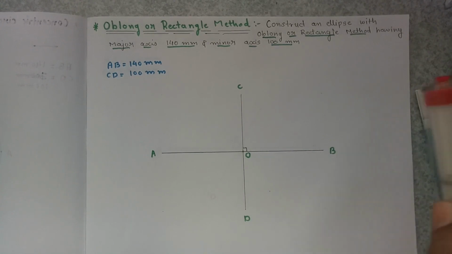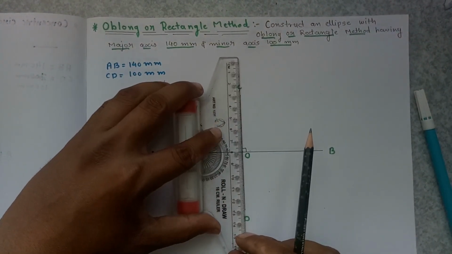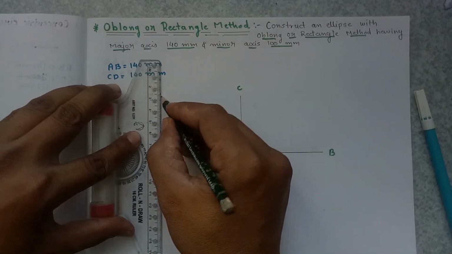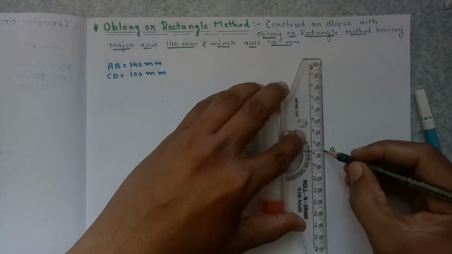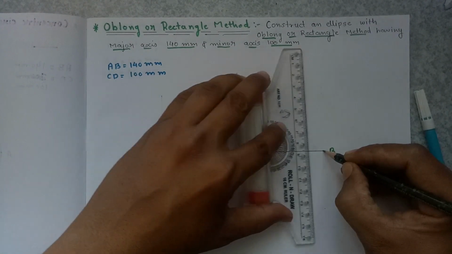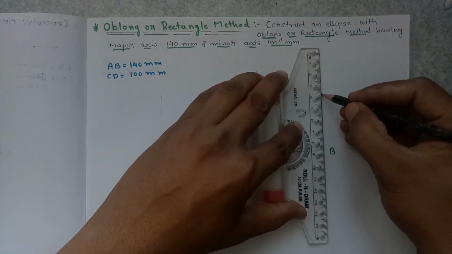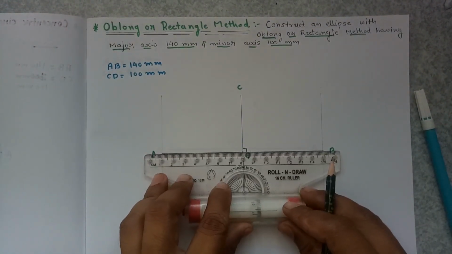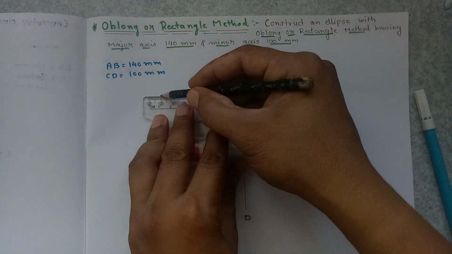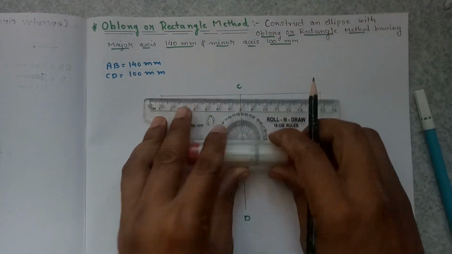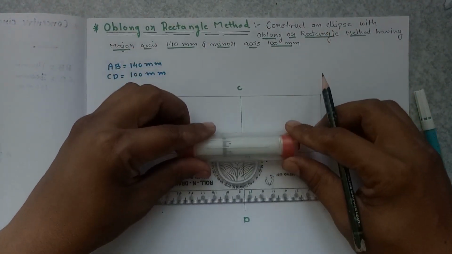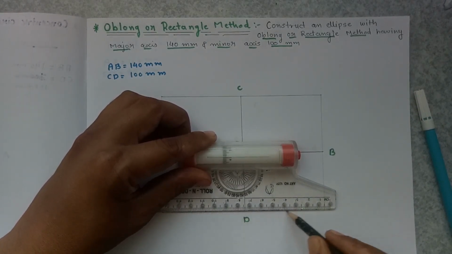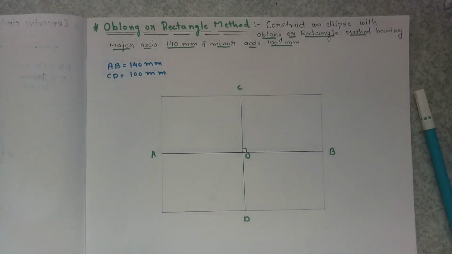For that we have to draw lines parallel to the minor axis from A and B, and thereafter we have to draw lines parallel to the major axis from C and D. So like this, we have to draw a rectangle passing through A, B, C and D. So first of all, draw the rectangle.